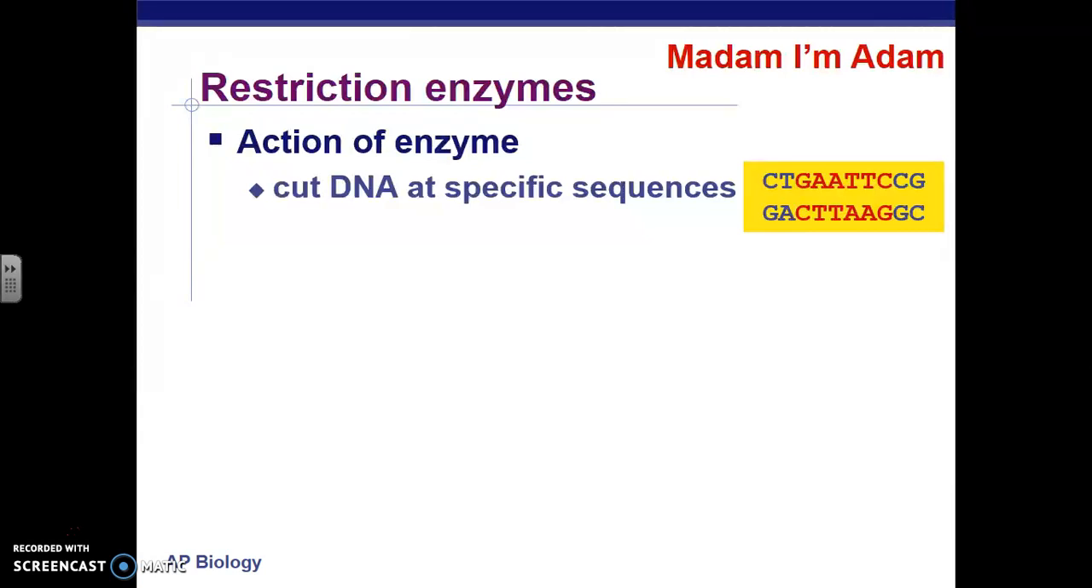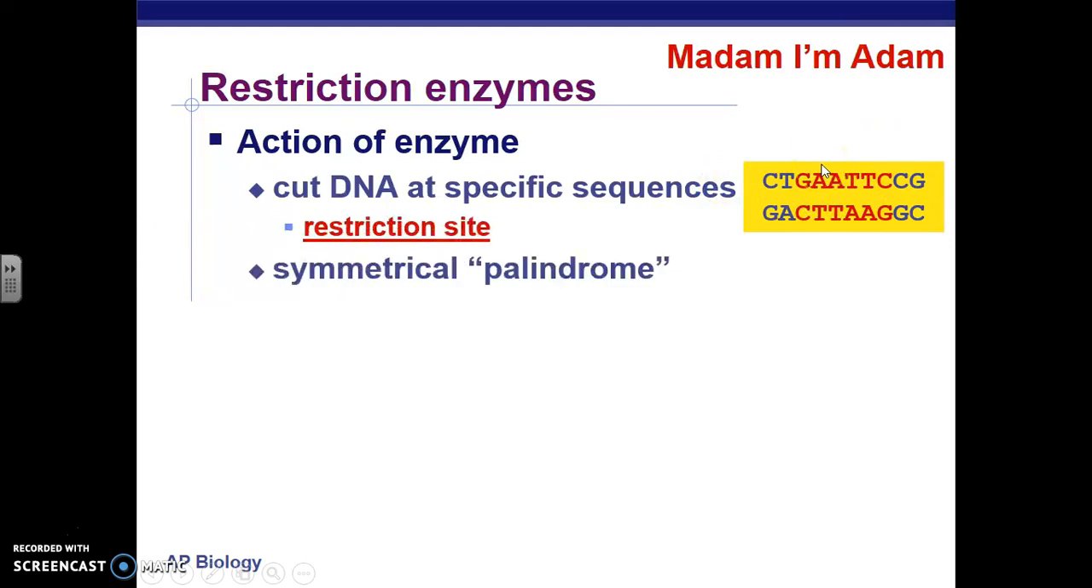And I'm not going to make a big deal about this, but they cut at palindromic sequences that are the same frontwards and backwards. A palindrome is the thing where if you read it this way and you read it this way, it reads the same way. So if you take a look at this sequence here, there's a restriction enzyme that cuts anytime it sees the sequence in red. Okay?